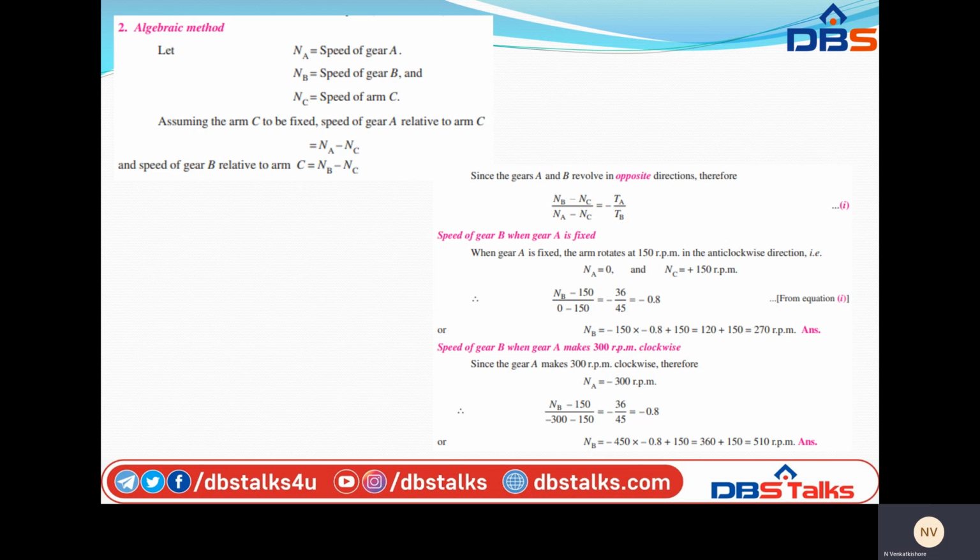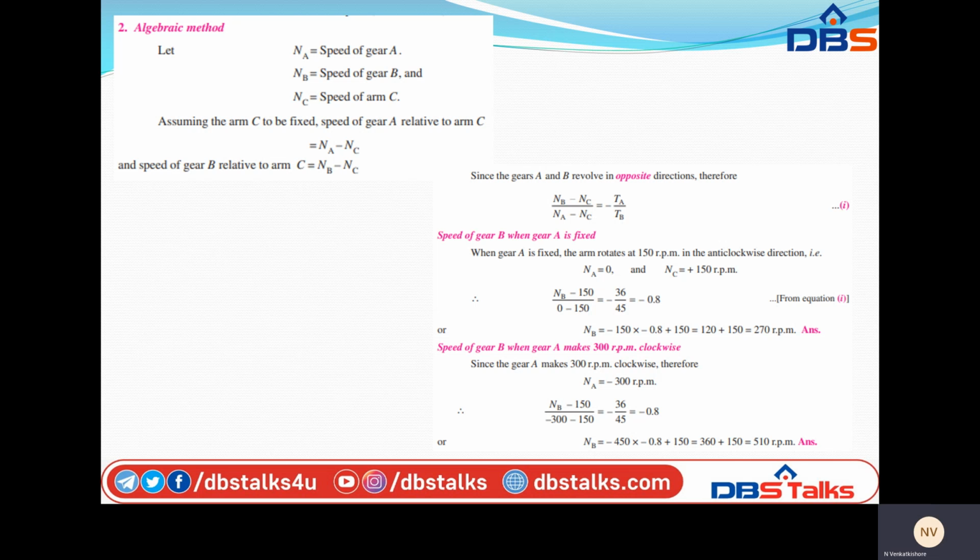Now, what is the speed of gear B when gear A is fixed? Gear A is fixed means NA is equal to 0. So NB is equal to, what is the formula? NA is equal to 0, so NB minus NC by 0 minus NC. What is the NC value? NC means the speed of the arm, already given as 150 rpm. So substitute 150 in the place of NC. So finally NB is equal to 270 rpm.